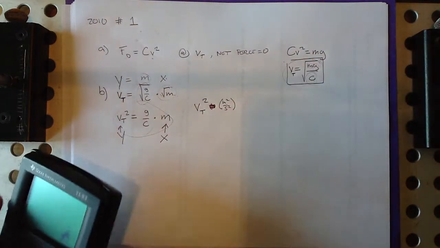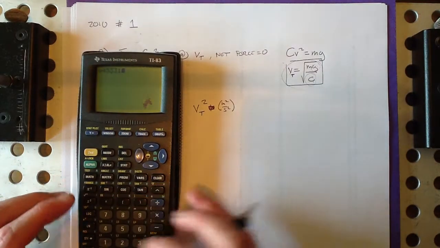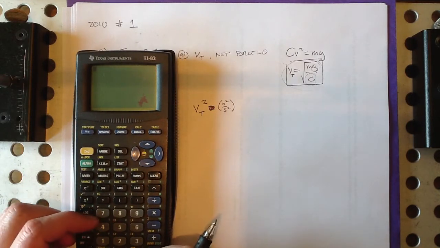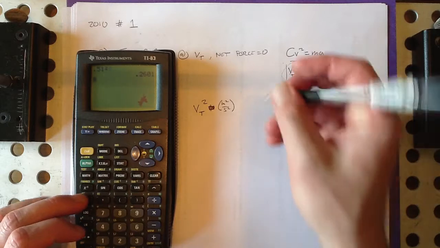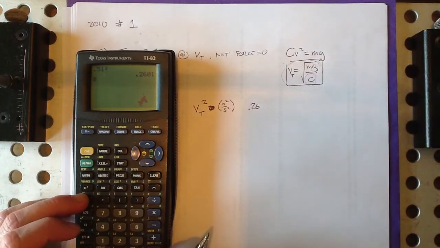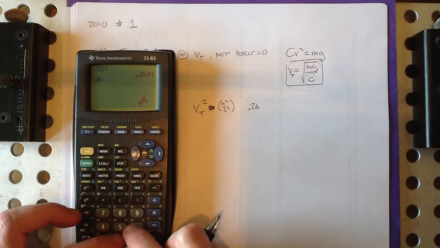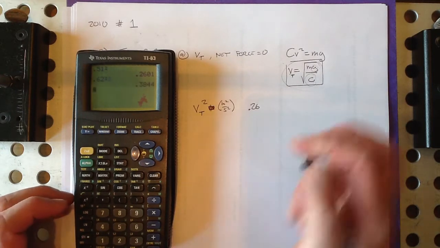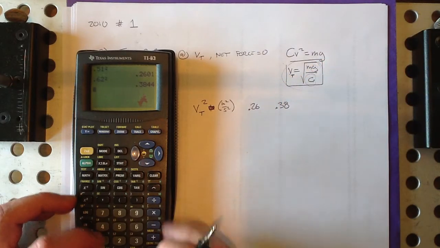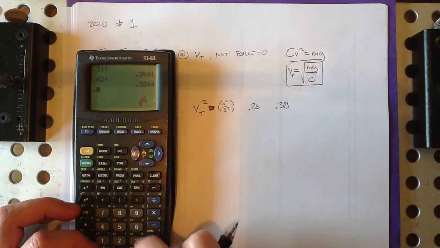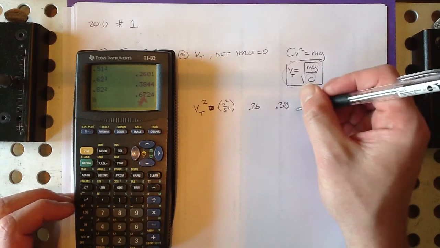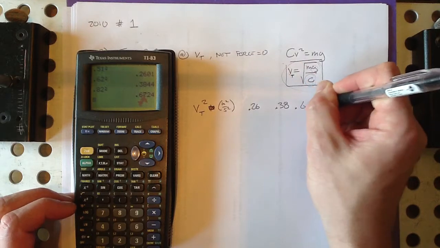And then squaring those numbers, let's see, that would give us 0.51 squared is 0.26. 0.62 squared is 0.38. I'm sticking with their two significant figures. 0.82 squared is 0.67.